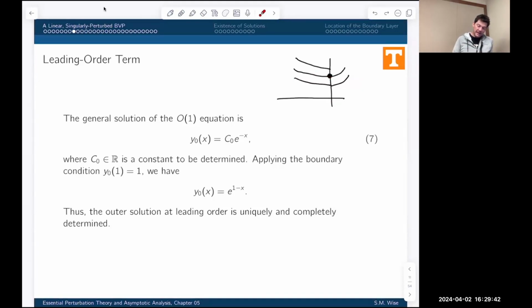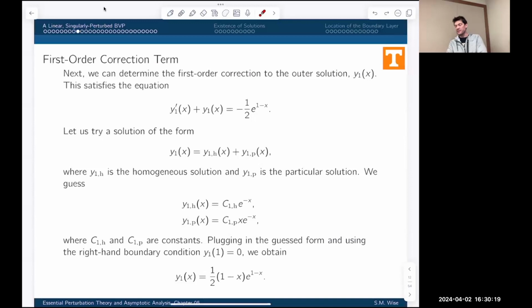So if we plug in x equals 1 for this general solution, we find that c is equal to e to the 1. So we can substitute that back in, and we find that our general solution for the leading order term is just going to be y of 0 equals e to the 1 minus x. All right, so this determines a leading order solution completely and uniquely. There's nothing else more to do here. So that gives us our leading order term. We can now move on to the first order correction.